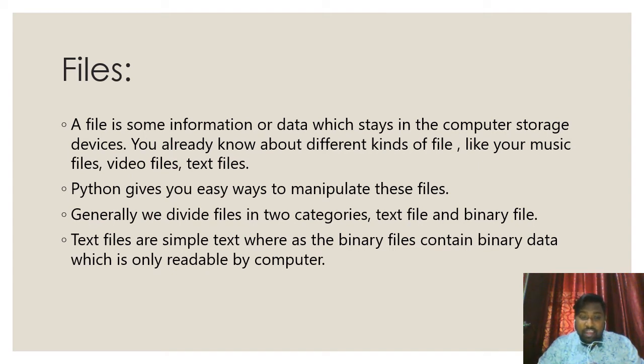The text files are simple text whereas the binary files contain binary data. The text files are the normal alphabets and combinations of numbers. Those kinds of files are known as text files. But binary files only have a combination of zeros and ones or mnemonic codes, which the computer can understand. That is the binary code, which is only readable by the computer.